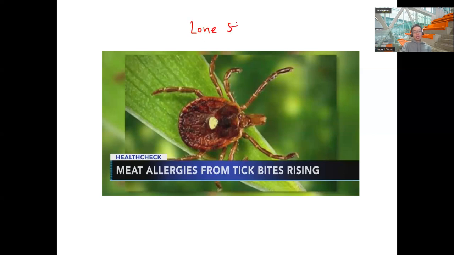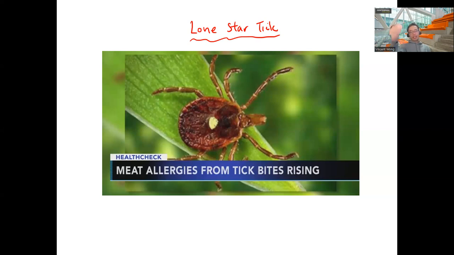This is called the Lone Star tick. Okay. If you find out why it gives you meat allergies, send me an article. I would love to read about it. But as far as I tried to research on it, I didn't find out why there was a link. I mean, there might be an evolutionary reason for it.